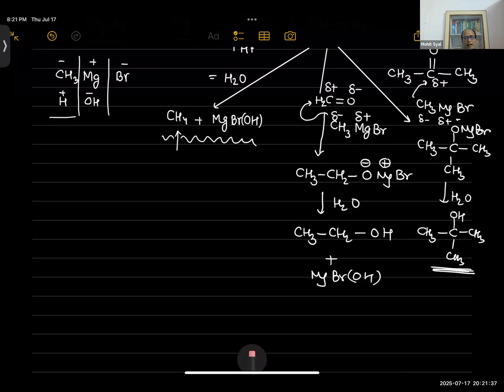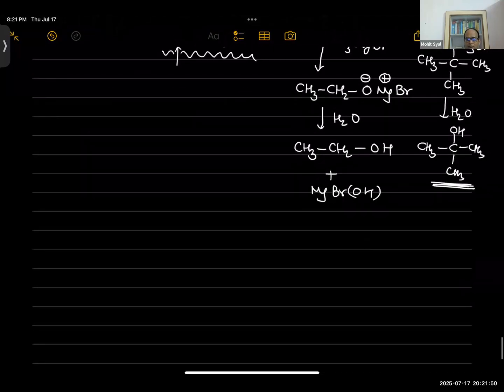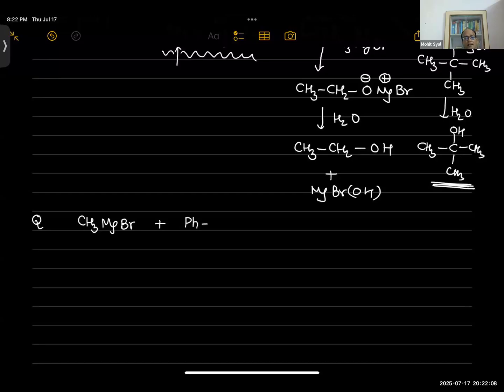Okay. Let's try some problems and tell me which alcohol are we going to get. This is phenyl.